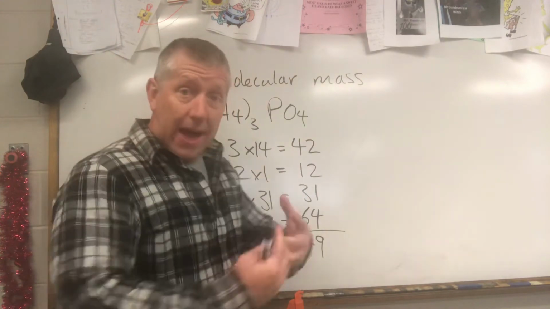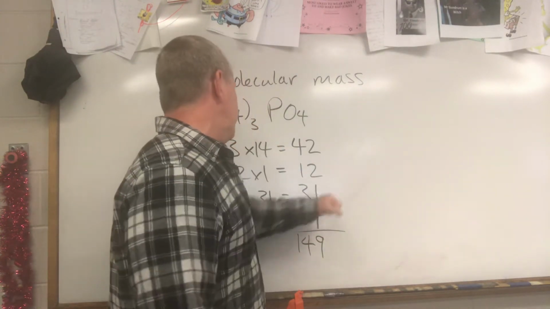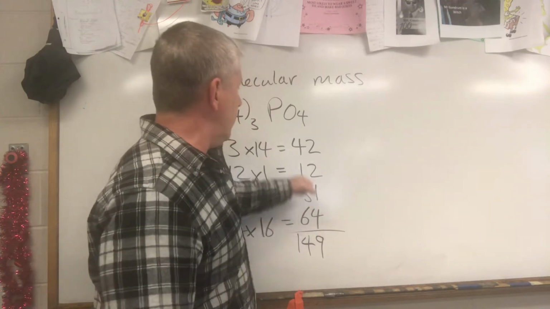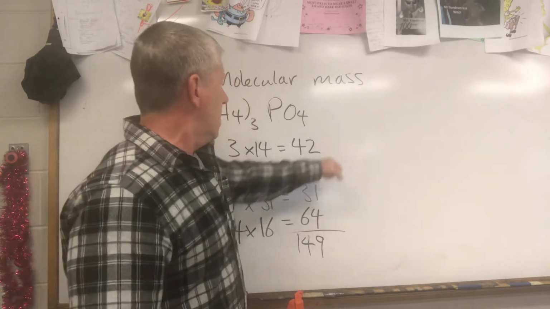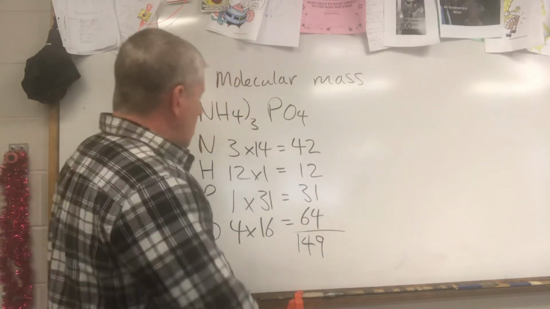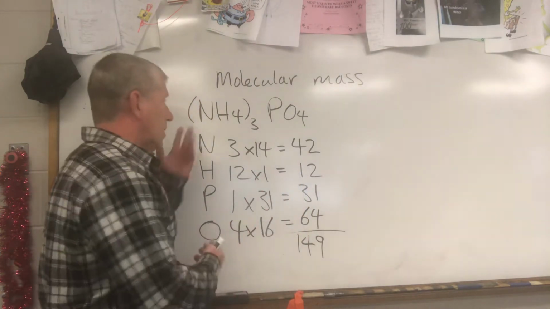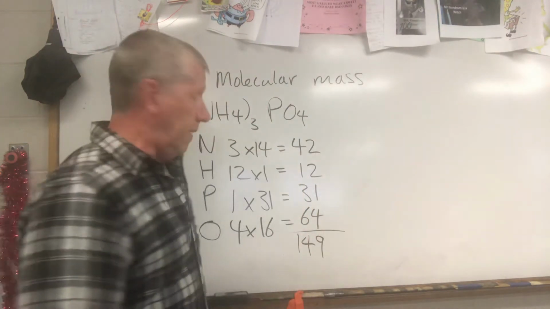Now, I usually will add in a different way. So this time I'm going to go with 64, 65, 75, 85, 95, 105, 107, 108, 109, and 109 plus 4 is 149. Okay, so that's right. So we're now at 149 AMU or grams, depending on whether we're talking about a mole or 1 of it.